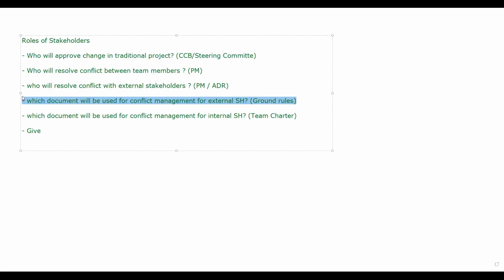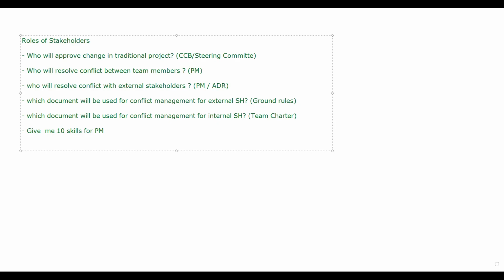If we are making decisions, we will make decisions on reports or on the performance. It could be anything. So that's what the ground rules are. Team charter: how we will sit together, decisions, and so on. Internal disciplines.